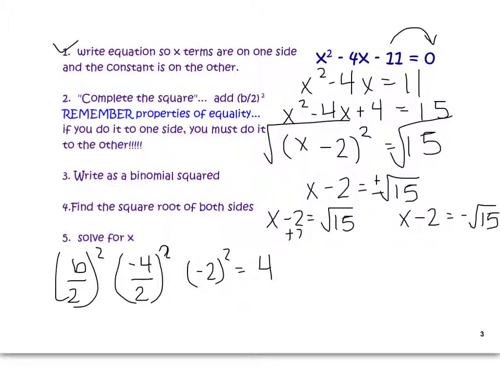Adding 2 to both sides in both cases, I get x equals 2 plus the square root of 15, and I get x equals 2 minus the square root of 15. Now you can go ahead and get a calculator out and find the actual number value that this will be. But since I like to just have my answer right there rather than try to round and write out a decimal for this, this is how I'm going to write it.